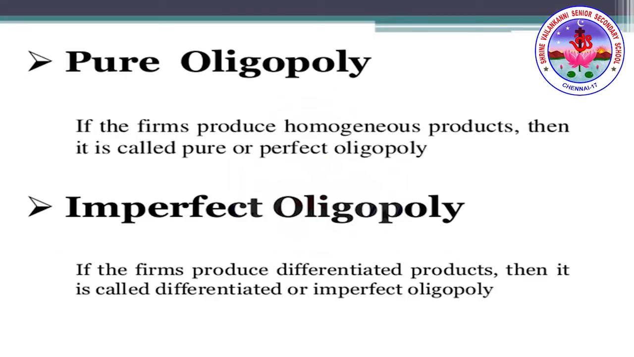Pure oligopoly or imperfect oligopoly. What is a pure oligopoly? If the firms produce homogeneous products, then it is called pure or perfect oligopoly. What is meant by imperfect oligopoly? If the firms produce differentiated products, then it is called differentiated or imperfect oligopoly.